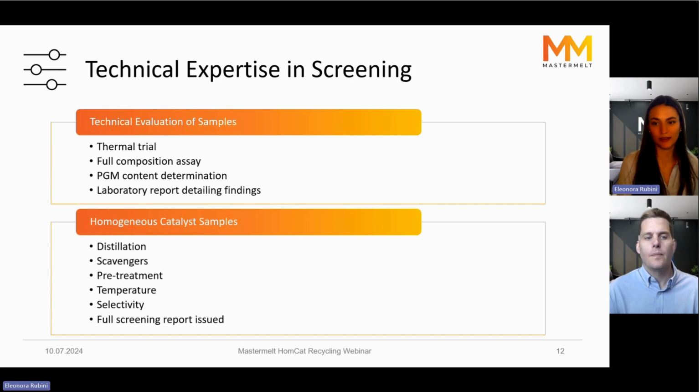On the other side, the homogeneous samples that are being sent to Wilton will also go through different routes to understand what the best recovery possible is, and how you make it efficient with the right selected method. So what they will do is trials with distillation, trials with scavengers. They will undergo some pre-treatments with some acids to release the PGM that might have been tightly bound to some functional groups. But we will also assay the temperature and see what kind of effects it has on your stream, as well as selectivity, for example, on scavengers.